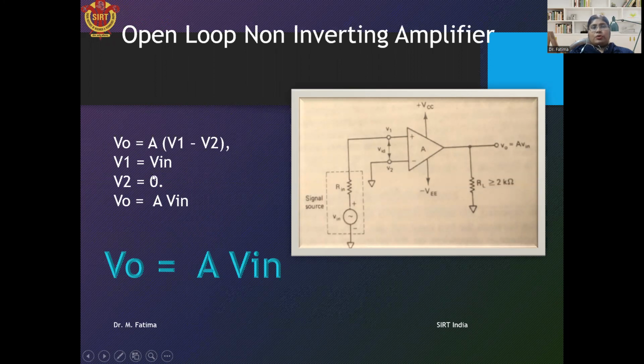Now put these values of V1 and V2 in this equation. So the output voltage becomes V0 equal to A Vin minus 0, so V0 equal to A Vin. This is the output voltage of the open loop non-inverting amplifier. Here the positive sign is coming at the output, which means the output is in phase with the input signal.